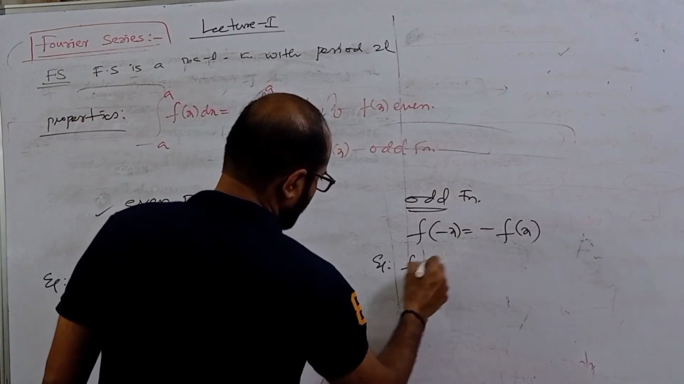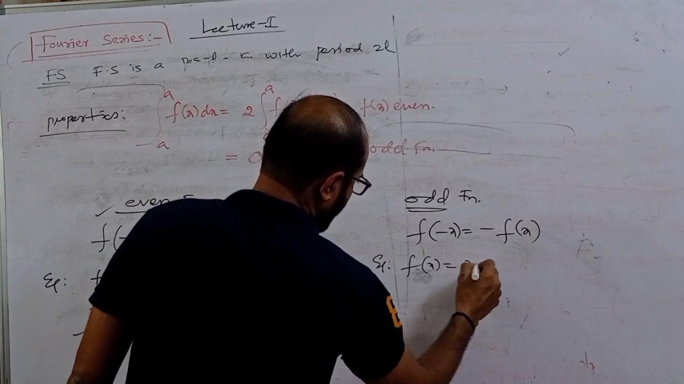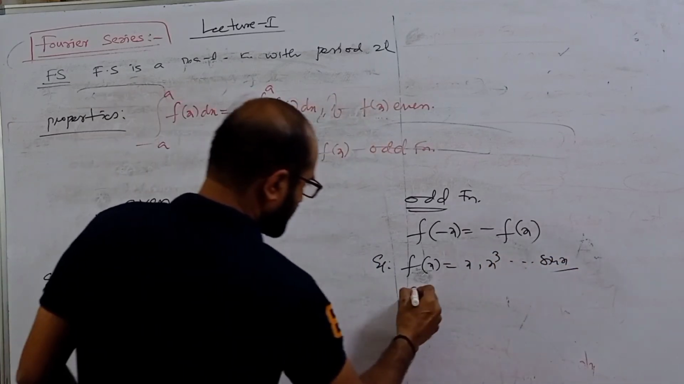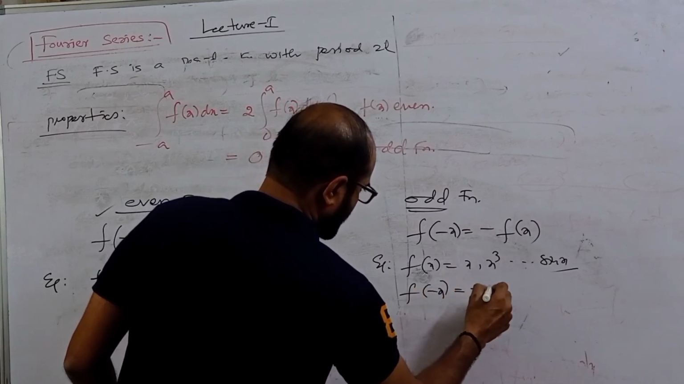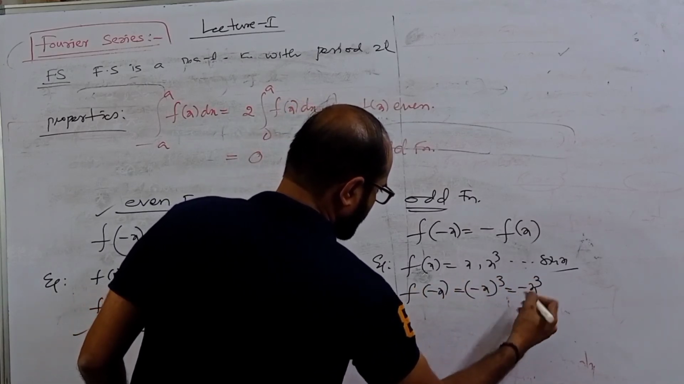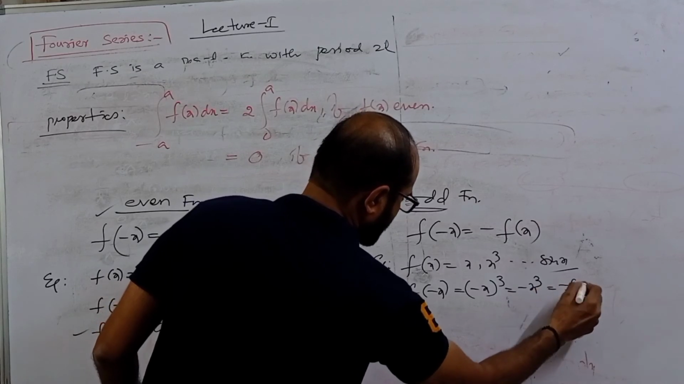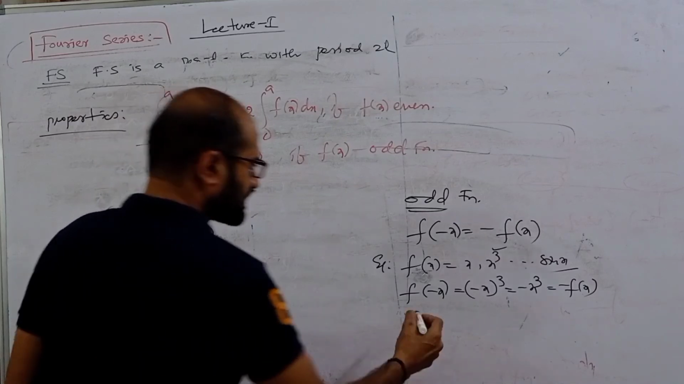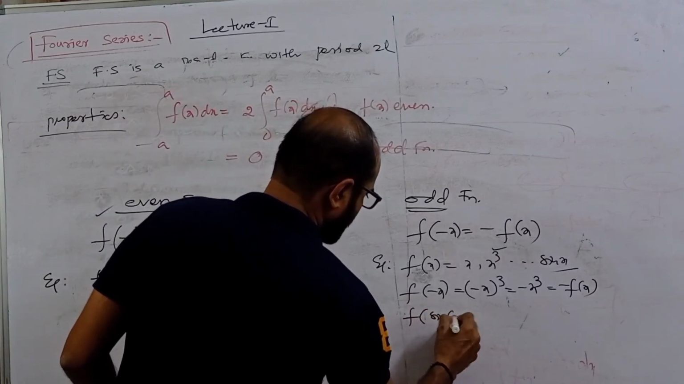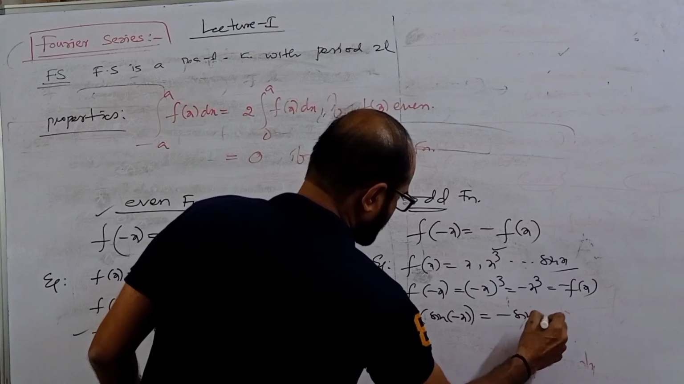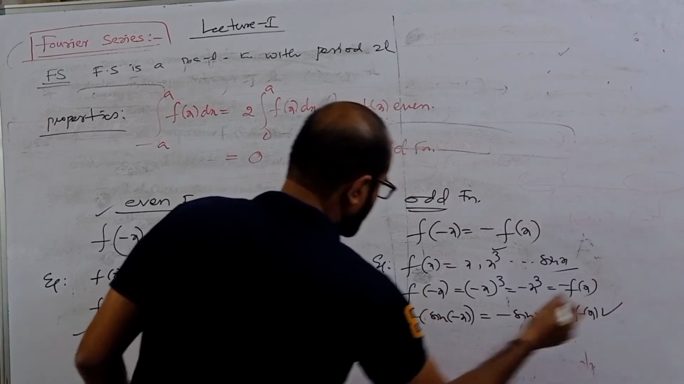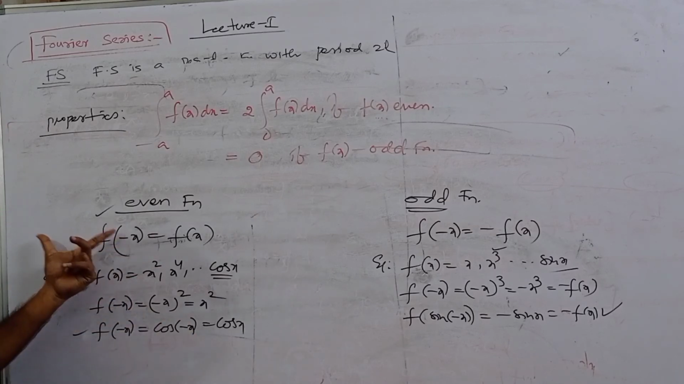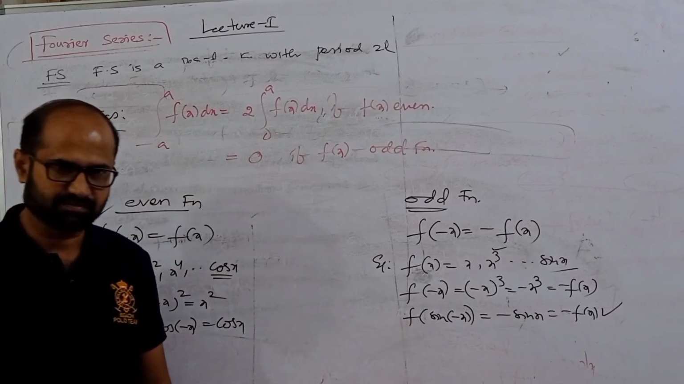Let us see for example, f of x equal to x, x cube and so on, and sin x, these are the odd functions. f of minus x equal to minus x whole cube, this is minus x cube, this is nothing but minus f of x, so therefore this x cube is an odd function. sin of minus x equal to minus sin x, this is minus f of x, so therefore it is an odd function, right? Clear? So you know what is an even function and what is an odd function.